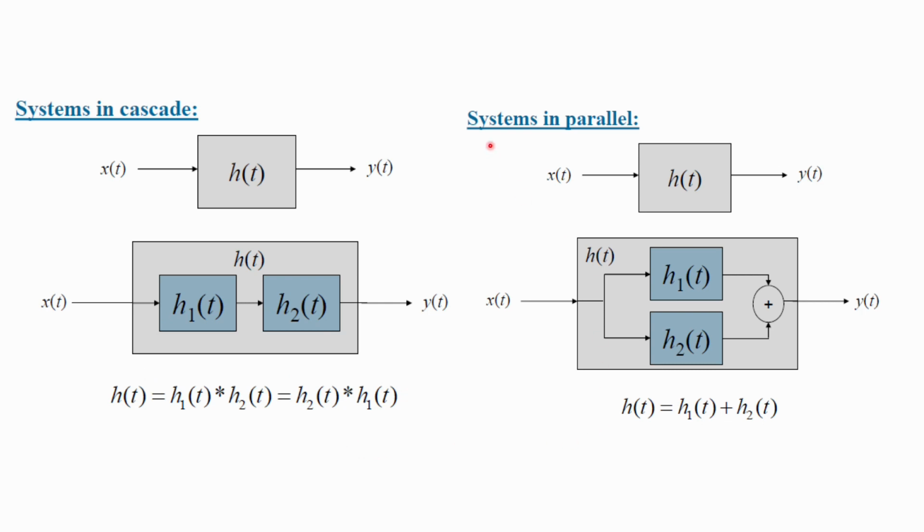So this is the same as the associative property. Now you come to the systems in parallel. If two systems are connected in parallel, how do you get the output? Input is the same, but it is given to two different systems. The outputs are added, and it will give the output as y of t. So h of t is equal to h1 of t plus h2 of t. So this is similar to the distributive property. Systems in cascade is the associative property. Systems connected in parallel is nothing but the distributive property.